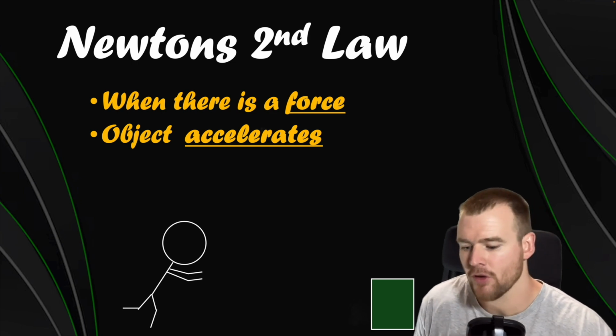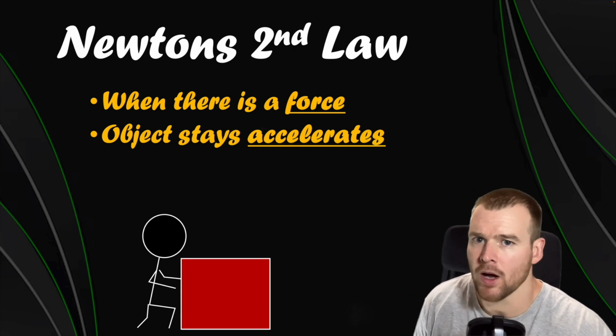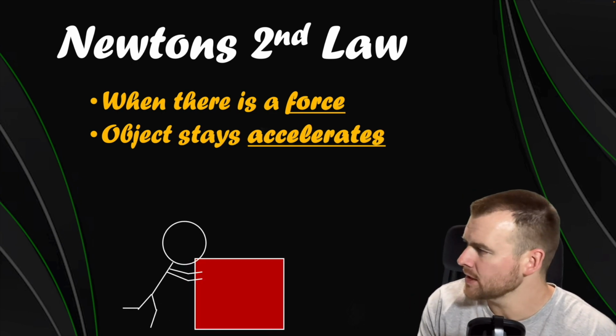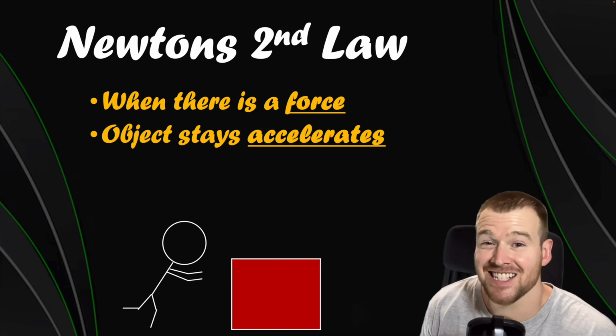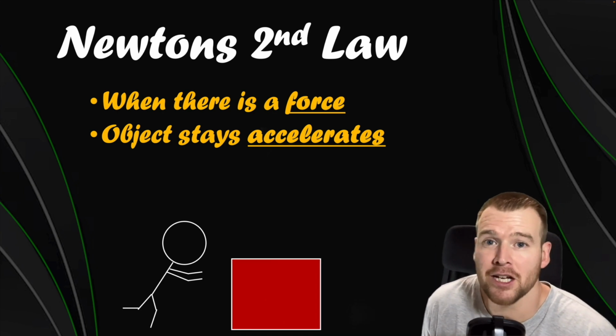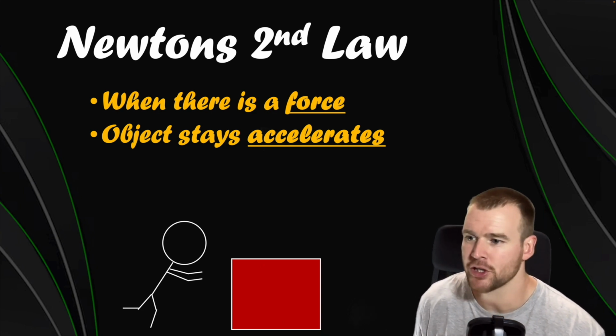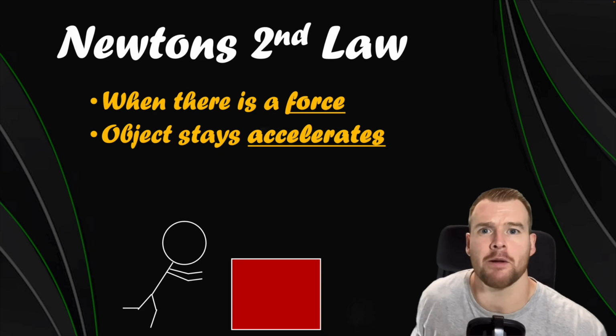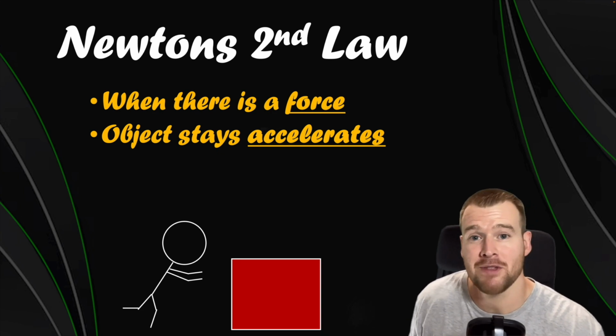But it's not the same for all objects. Let's push on this one. We'll apply the same push to it and find that it accelerates less. Why does it accelerate less? You can see in the picture it's a bigger mass. It's a larger amount of mass. And this would make sense if you were pushing on a basketball compared to trying to push a car. When you push on something heavier, it doesn't accelerate as much.